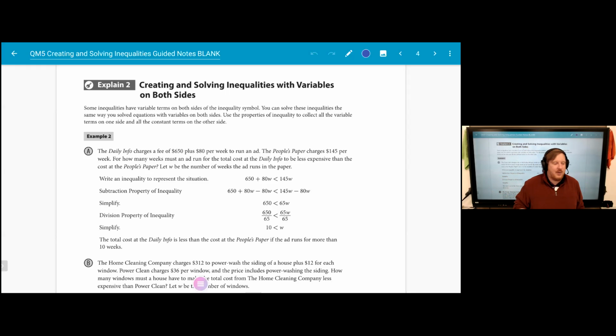All right, welcome to part 2 of QM5, creating and solving inequalities. What we're going to do now is look at what happens when we've got variables on both sides of the inequality. So it says creating and solving inequalities with variables on both sides. That's creative. All right. So sometimes you've got them on both sides of the inequality. We can still solve these. We just have to be careful about how we do it.